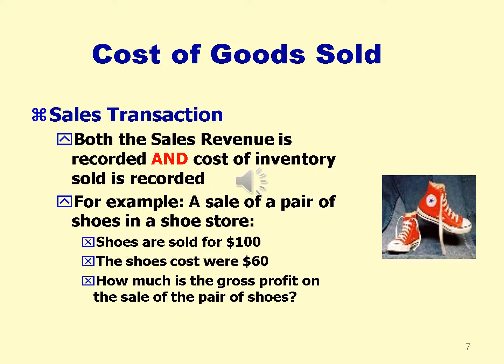Let's take an example of a merchandising company that sells shoes. At the time of the sale, you would record the sales revenue and also the cost of the inventory that was sold to the customer. In this example, the sale of one pair of shoes would show revenue of $100 and cost of goods sold of $60, resulting in a gross profit of $40.